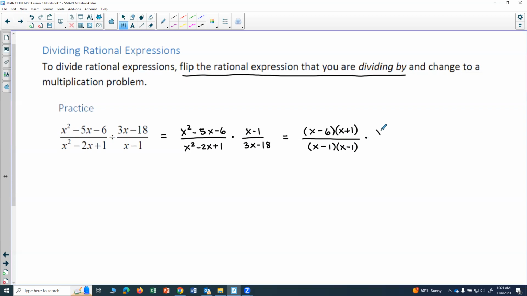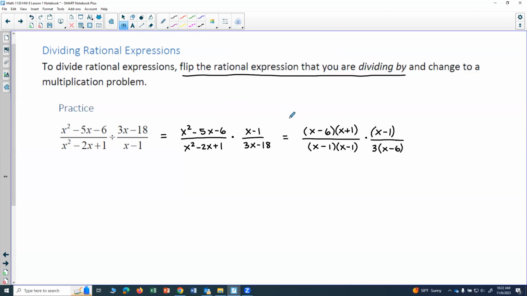Okay, and then my second rational expression, I have x minus 1. I'm going to just go ahead and put that in parentheses. Divided by 3x minus 18, I can pull out the 3, so I'll have 3 parentheses x minus 6, because 3 times -6 would give me a -18.